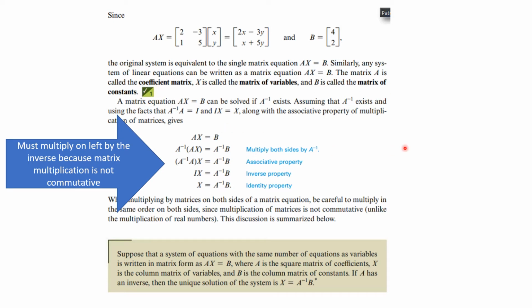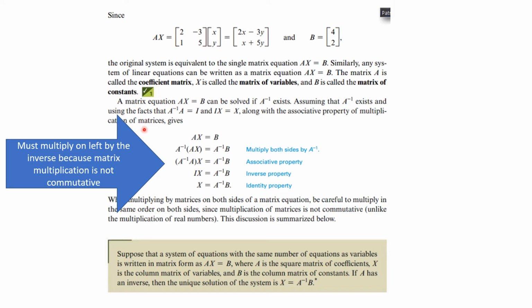And here we talk about how the matrix A is called the coefficient matrix, X is the matrix of variables, and B is called the matrix of constants. But you see, this matrix equation AX equals B, which we've really set up, can be solved if A inverse exists. Now let's assume A inverse exists for a while, and you see if I take A inverse times A, I will get the identity matrix, and the identity matrix times x is equal to x. This is just like 5 to the minus 1 times 5 is equal to 1, and this is 1x is equal to x, and then on the other side we found x was equal to 2.